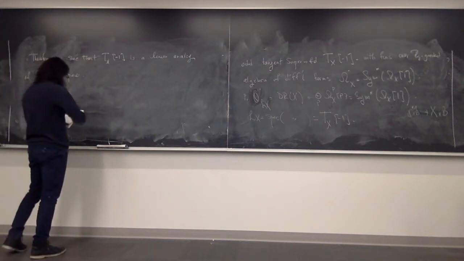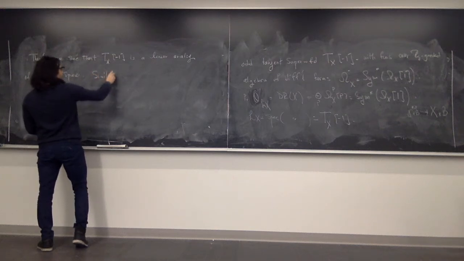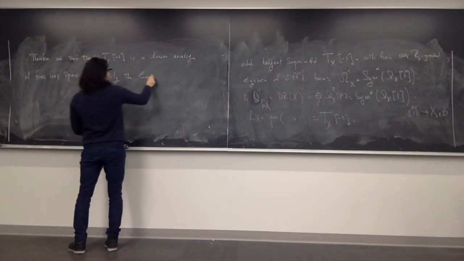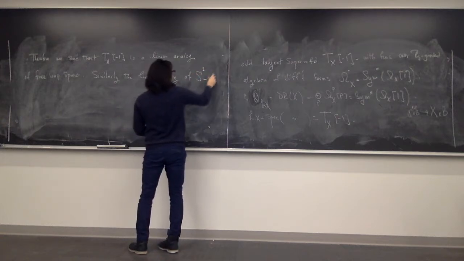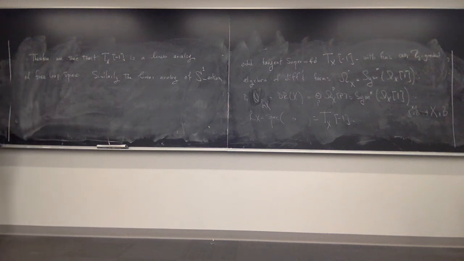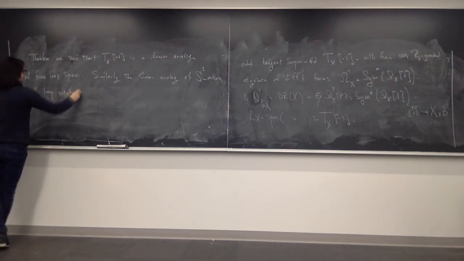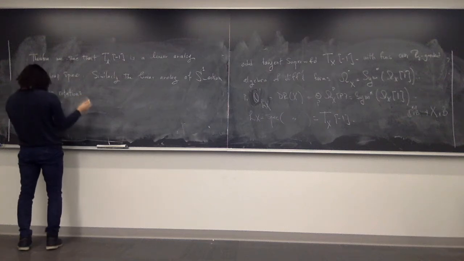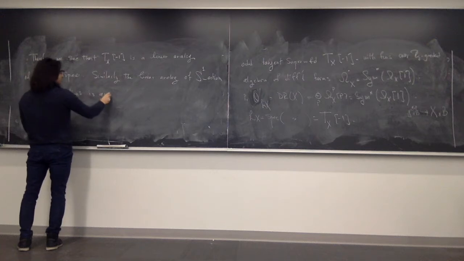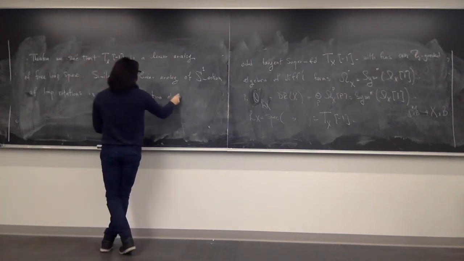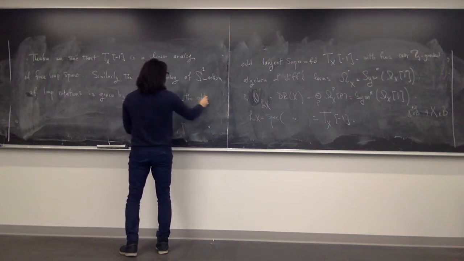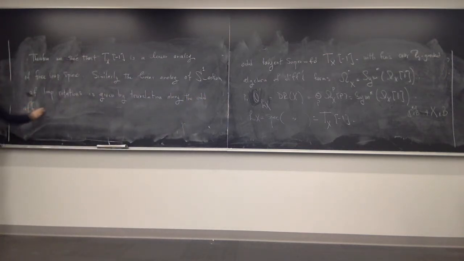Okay, what is the point? Similarly, the linear analog of the S1 action, the S1 action of loop rotations, is given by translation along the odd affine line. Isn't that beautiful?